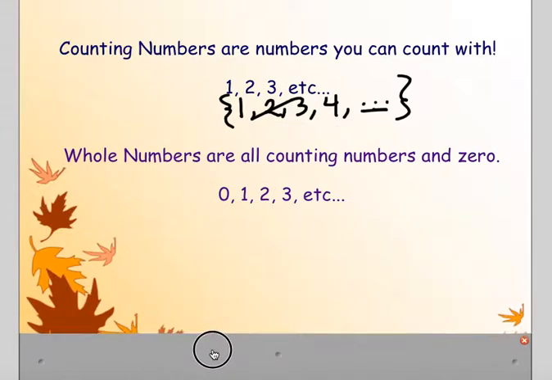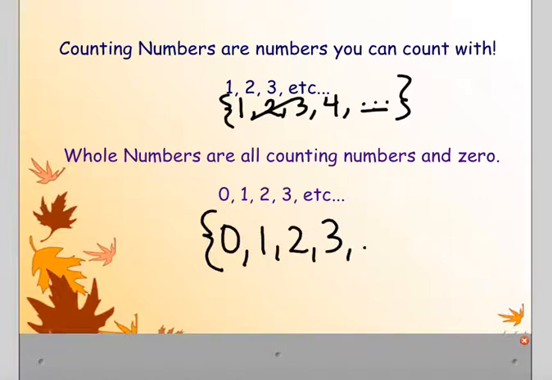Whereas my whole numbers include all of the counting numbers, but we add in 0. So now with our curly brace, we still don't have any negative numbers. We start with 0, and we continue on with 1, 2, 3, and so on. We are showing that we have an infinite amount of elements here, but really only on the positive side are we continuing. We just start with 0 and continue on.